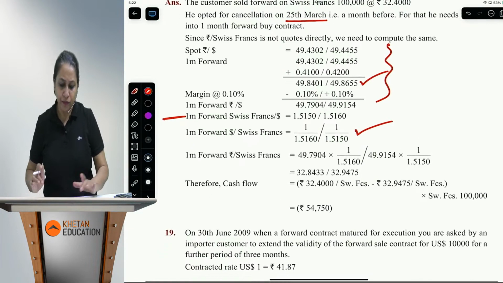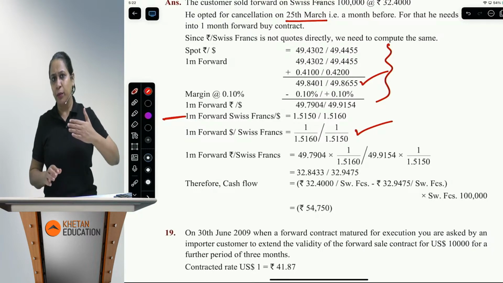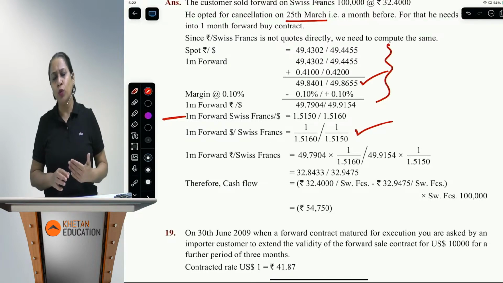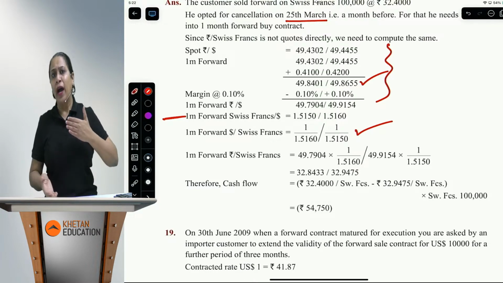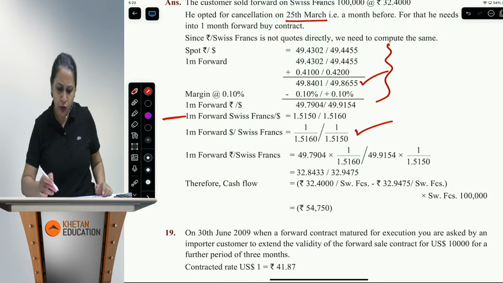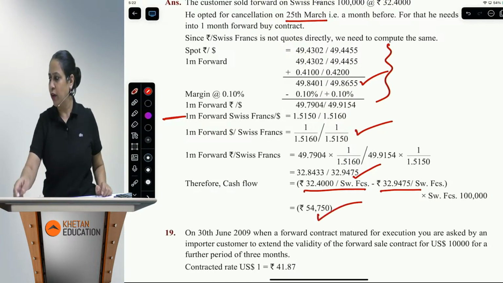Okay, let it be. So now here you calculate the rupee per Swiss franc rate. As a customer, you are an exporter, you sold forward. Harsha, tell me, in order to cancel what will you do? You will buy 1 month forward, yes or no? You will buy 1 month forward, and the buying rate is this one. So you sold at this, you will buy at this, multiplied with the 1 lakh Swiss franc. This is the loss that you have incurred.